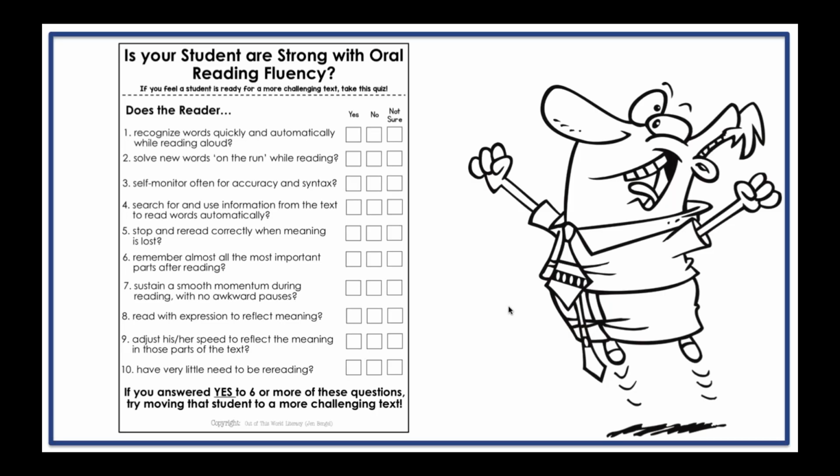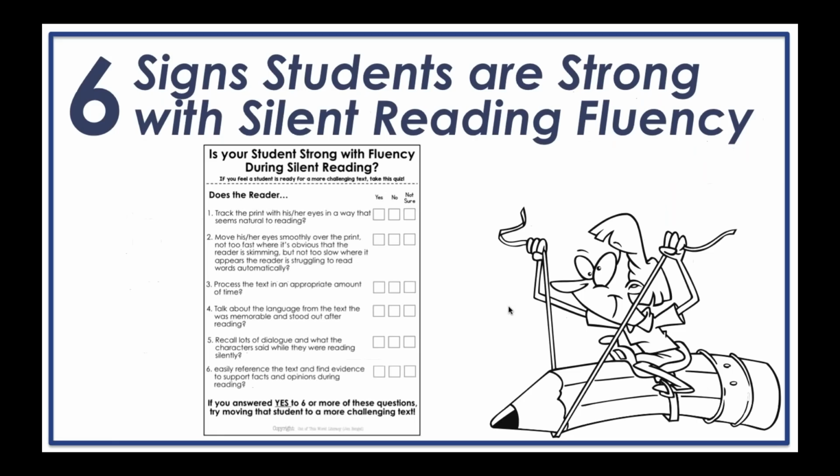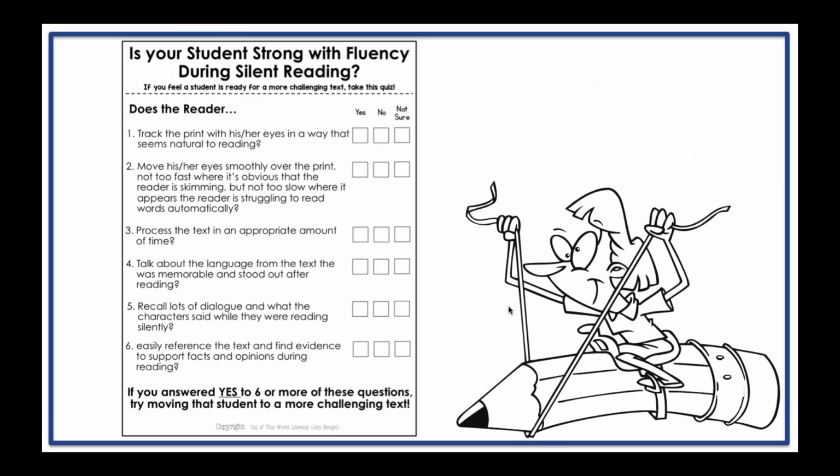These are all great signs that they're doing a good job with reading fluency, which likely means their comprehension is going to improve because they're reading at a more fluent and automatic rate, allowing their brain to spend more time focusing on the comprehension, which is what we want. We want them to be reading for meaning. So there's 6 signs that they're strong with silent reading fluency. So with silent reading fluency, watch for these things and you'll know that they're doing really good.